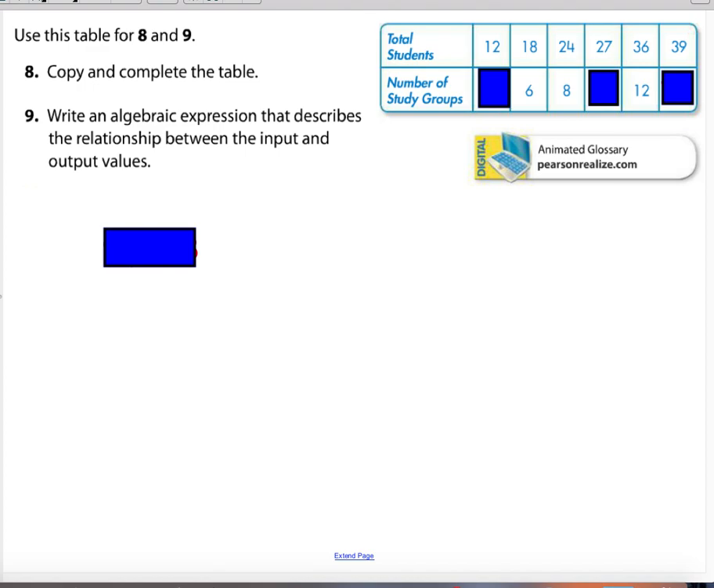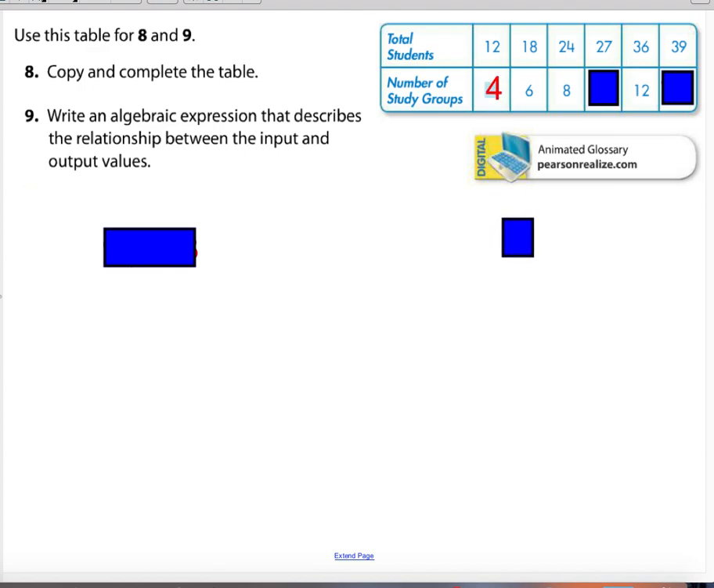Okay, so we have a total number of students, and then we have the number of study groups. Okay, we can see that the number goes down from the input to the output, from 18 to 6, from 24 to 8, 27. These look like they're related in terms of multiples or factors somehow, like there's maybe some division going on there. All right, so anyways, number 12, the correct answer is 4.